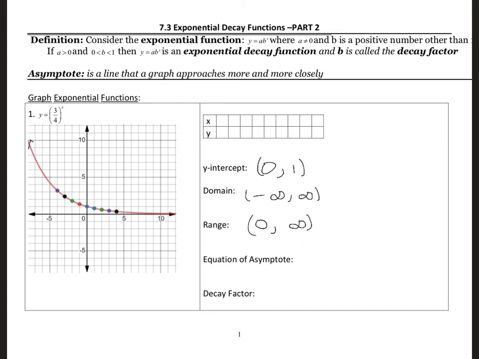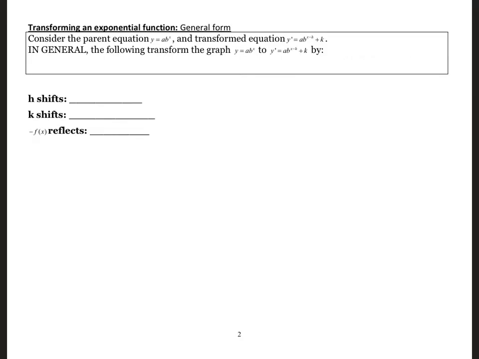The equation of the asymptote, remember, is a line which is approached by a graph but never touched. And this line is y equals 0. And the decay factor is 3 over 4. Remember, the decay factor is represented by the b value, and b has to be between 0 and 1.